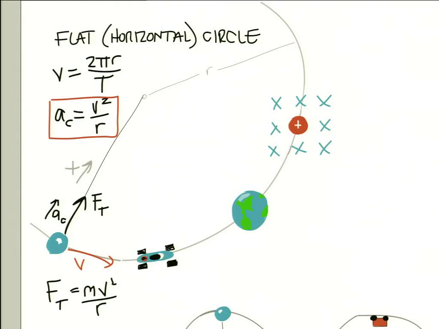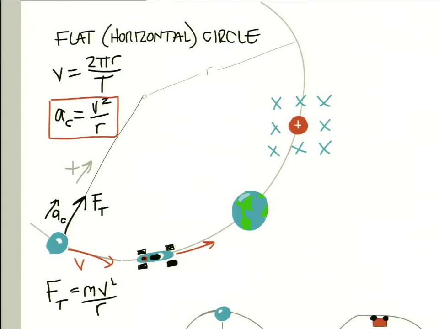This was a ball on a string, again on a flat horizontal surface. This would be something like the ball's on a table, there's a hole in the table, and it's being swung in a circle. This same situation could also be, let's say, a race car, a car on a track.